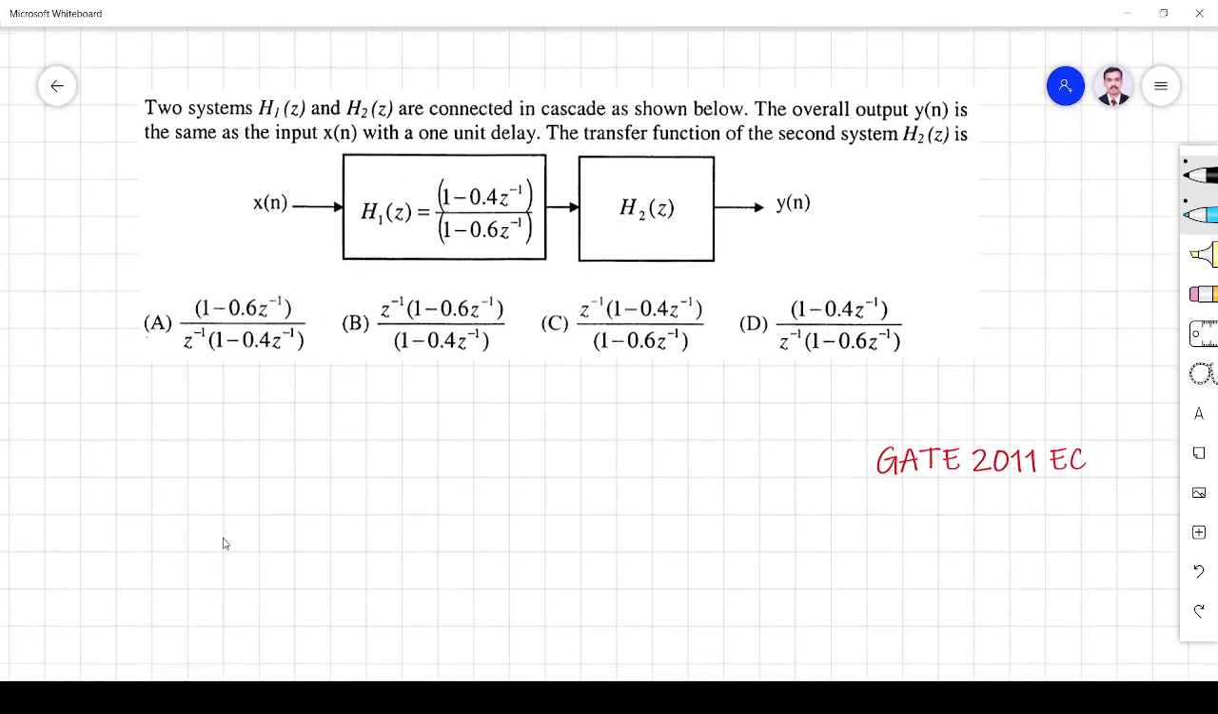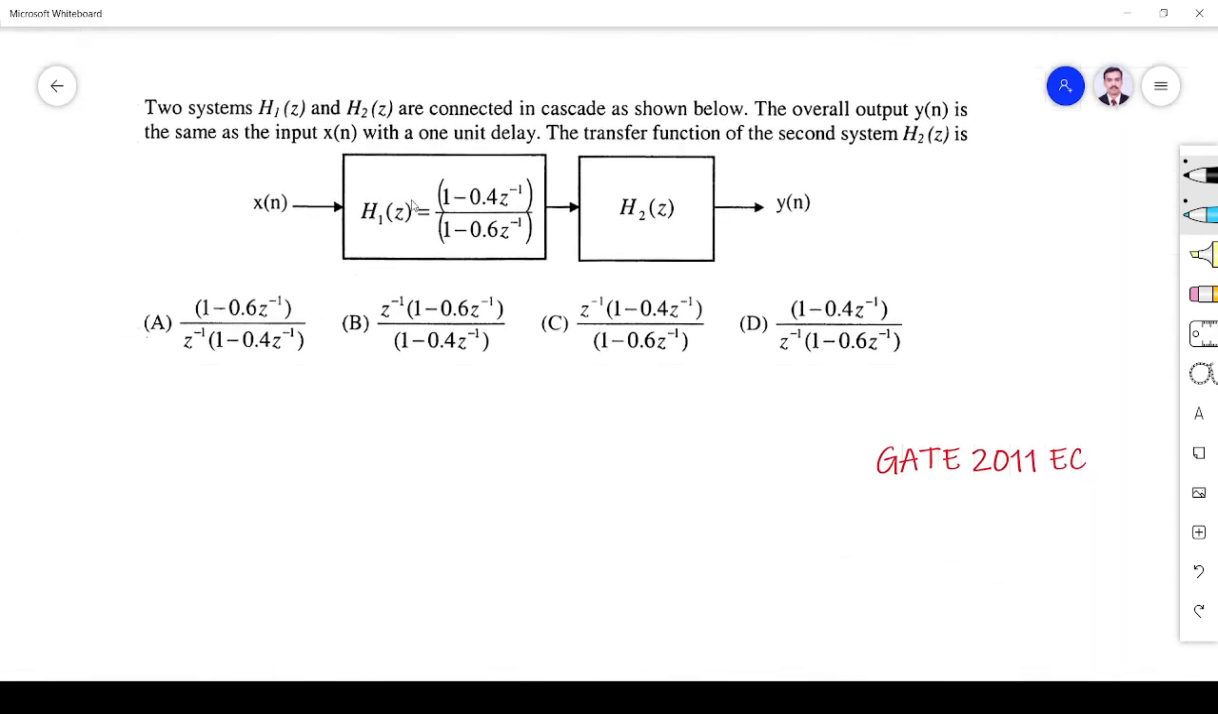So what they have given is two LTI systems connected in cascade. Transfer function of the first system they have given, and the output they have given. What is the transfer function of the second system they are asking? So we know when two systems are connected in cascade, the total transfer function is a multiplication of the individual transfer functions. So H1 of Z times H2 of Z.